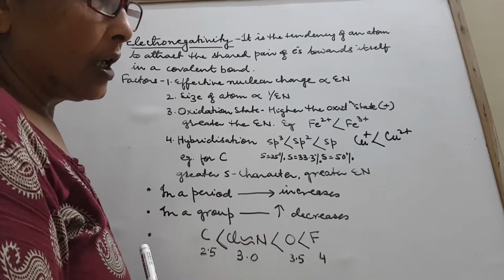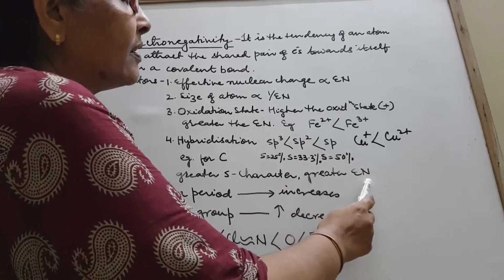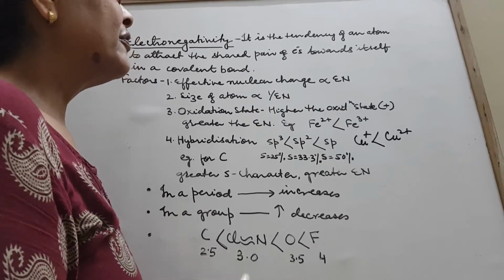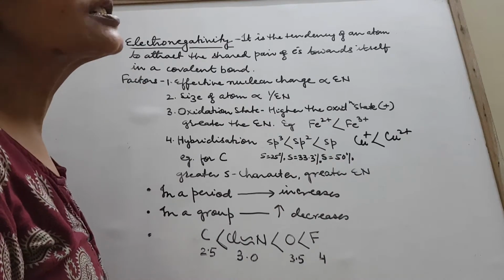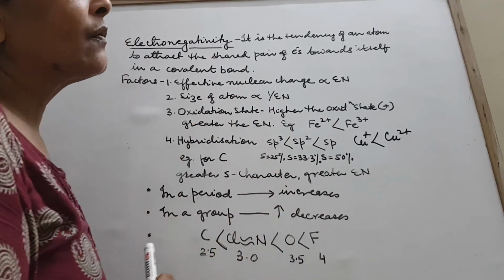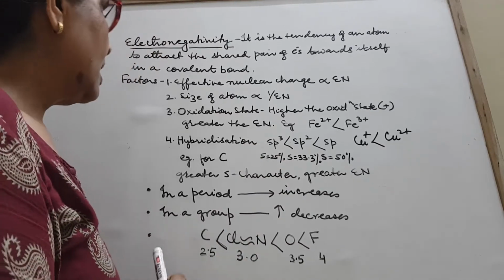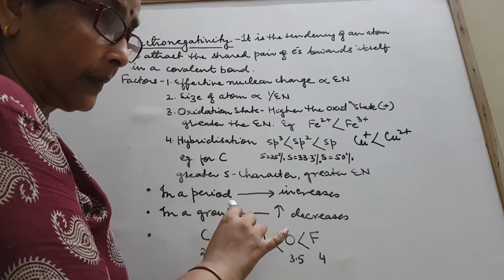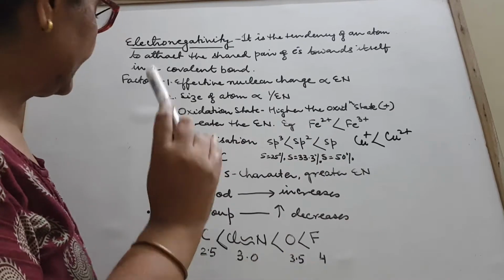And the logic says the greater the S character, the greater will be the electronegativity. So children, wherever we have carbon in sp state, it will show the highest electronegativity, and wherever it is in sp3 state, it will show the lowest electronegativity. This much is enough to understand at this point. The rest will be clearer when we do chemical bonding.